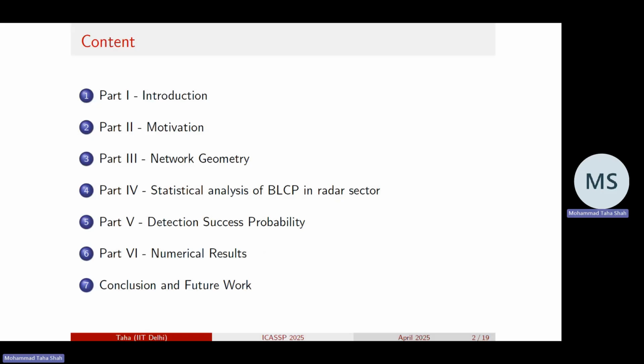In this presentation, I'll cover the following key points. Introduction will give a brief overview of the problem and its significance. In the motivation, we'll see why this research is crucial for modern vehicular applications. Then we'll look at the network geometry, how we model the streets and vehicles using a spatial stochastic process. Then we will dive into the statistical analysis and quantify the radar performance through detection success probability. We will then look at the numerical results and finally the conclusions and the future directions.